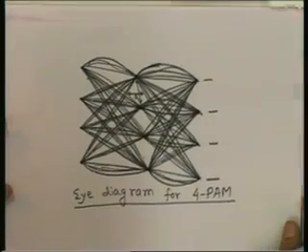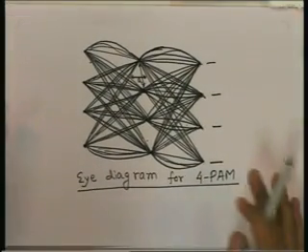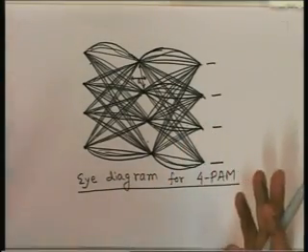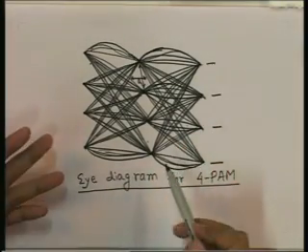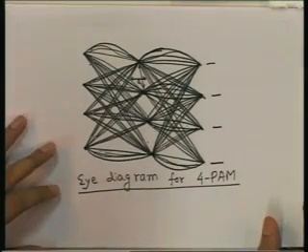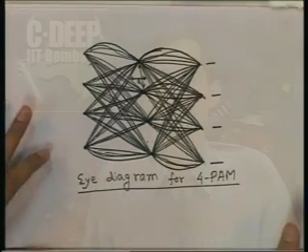So, we have discussed what is eye diagram, and we have seen how eye diagram looks like. Eye diagrams look like eyes anyway, and we have seen particularly how eye diagrams look like for binary PAM and 4 PAM signaling, and also we have seen how from the eye diagram we can infer how much immunity is there against noise and also against sampling timing error.